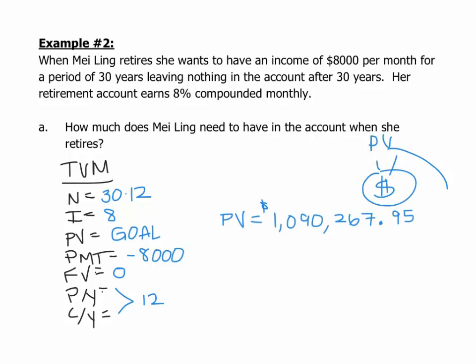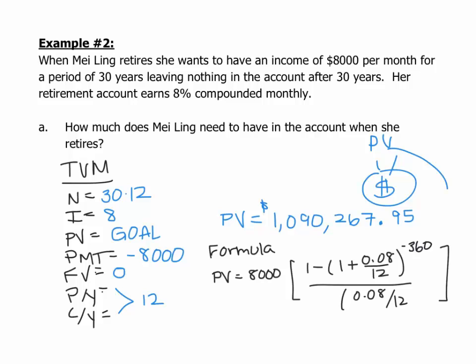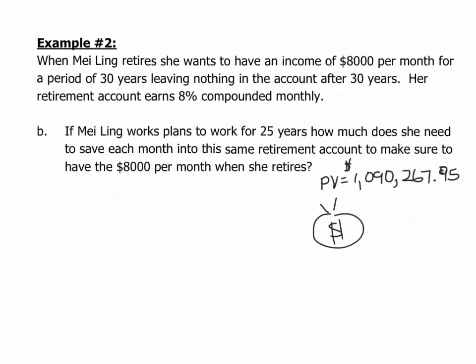If you solve for the present value, we end up with $1,090,267.95. If you want to use the formula, this is how our values have to be plugged in. We should end up with the same exact answer using either method. Let's answer part B of this question.